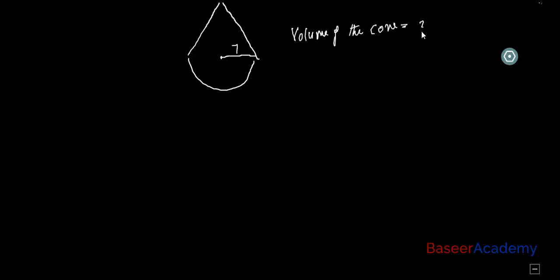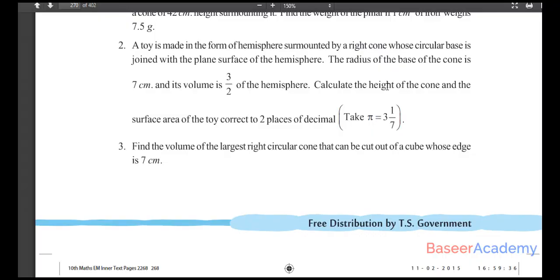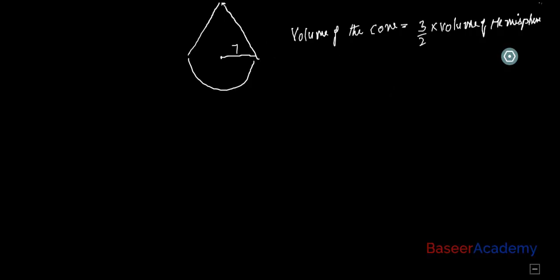3 by 2 volume of hemisphere. So it's given in the question the volume of the cone is 3 by 2 times the volume of the hemisphere, and the radius is given as 7. We have to find out the height of the cone. We don't know this height.